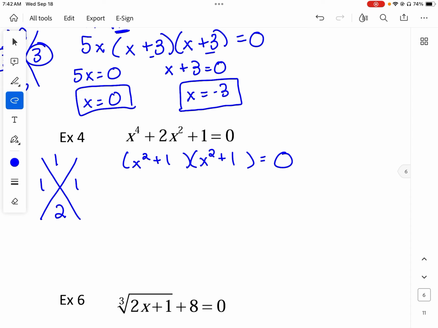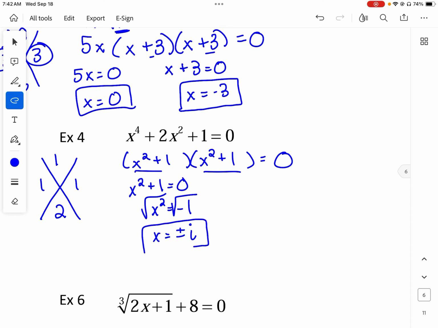All right, so we have x squared plus 1 equals 0. They're the exact same, so I'm only going to do it once. We're going to move over the 1. x squared equals -1. Take the square root. x equals plus or minus the square root of -1, which is i. So that means x equals positive i and x equals negative i.